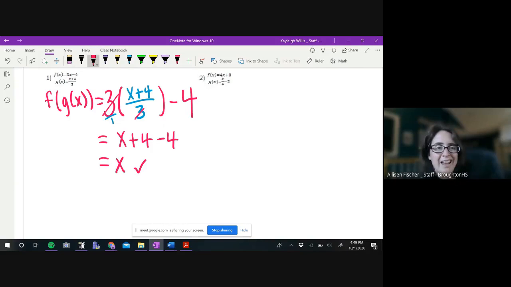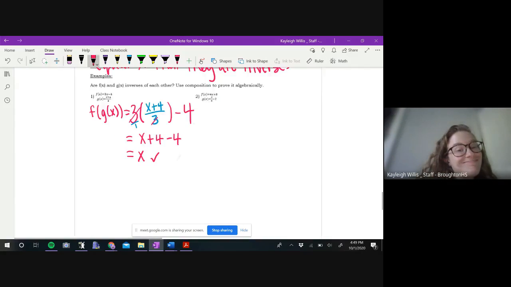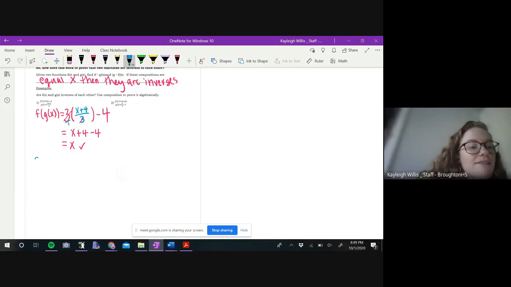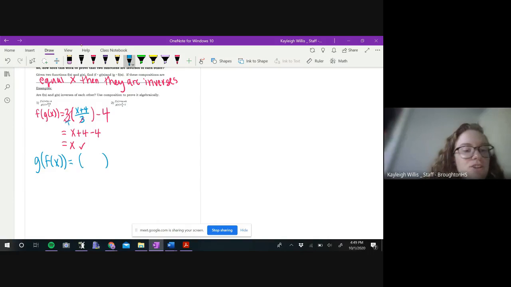Isn't that exactly what it said? That's what I thought. But the fun part is you have to do it the other way because we're proving it. So I have to prove g of f of x equals the same thing. And if it doesn't, then they're not inverses of each other. So now I am taking g's function, and where that x is, I'm going to plug in 3x minus 4.